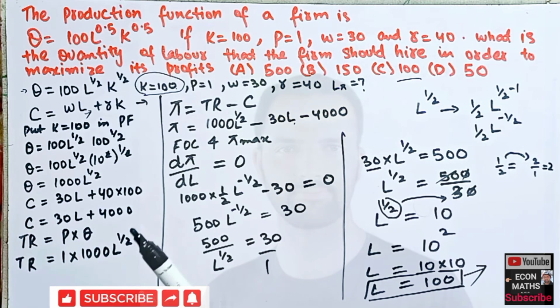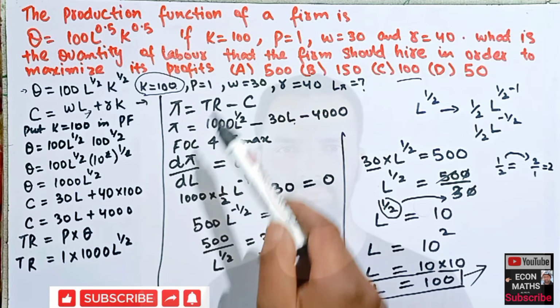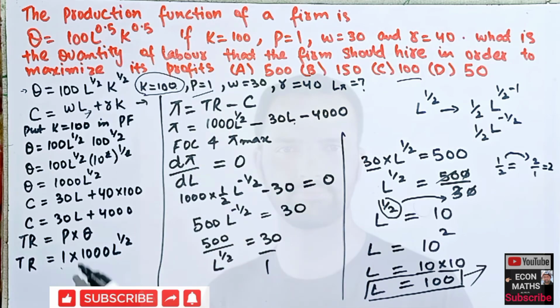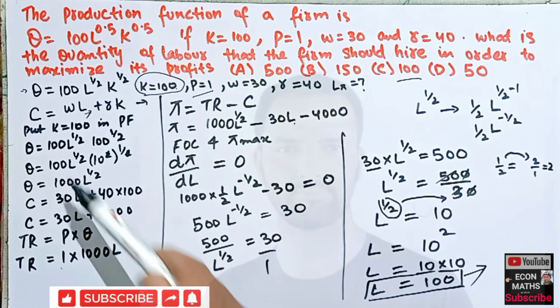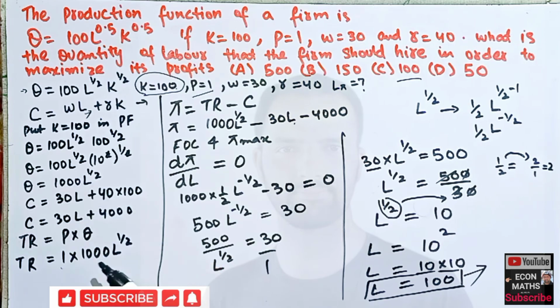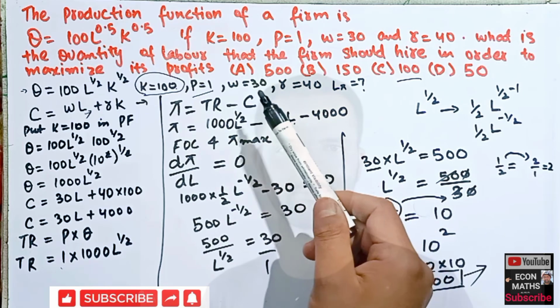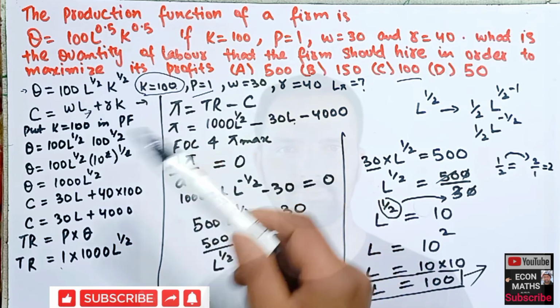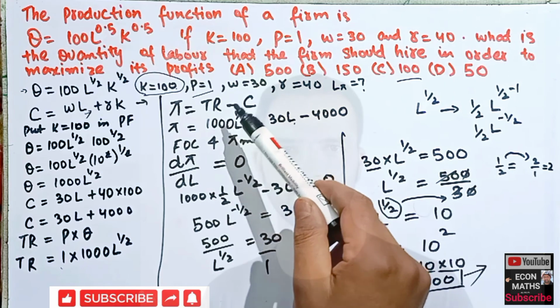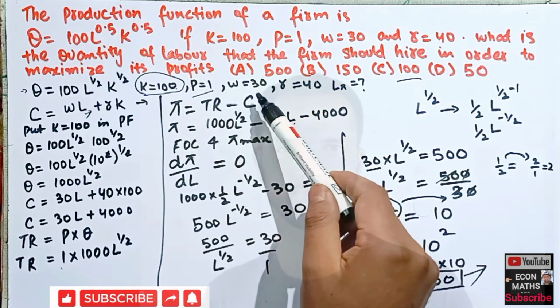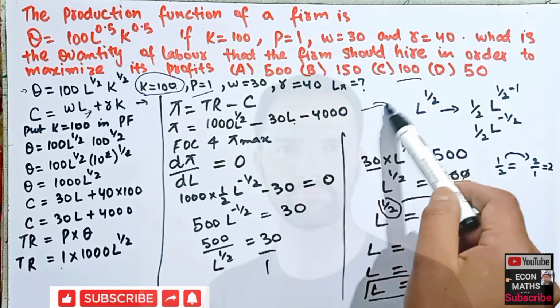After that, what we need to find is the total revenue. Total revenue is simply price into quantity, and the value of P, that is price, is 1, into quantity, that is Q, which we calculated here, 1000 L to the power 1 upon 2. And we know profit is simply total revenue minus total cost. When we subtract total cost from total revenue, we get the profit. When we use the total revenue and total cost function, we got this very profit function here.